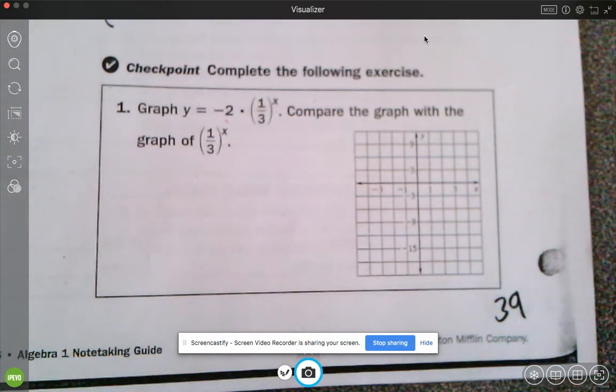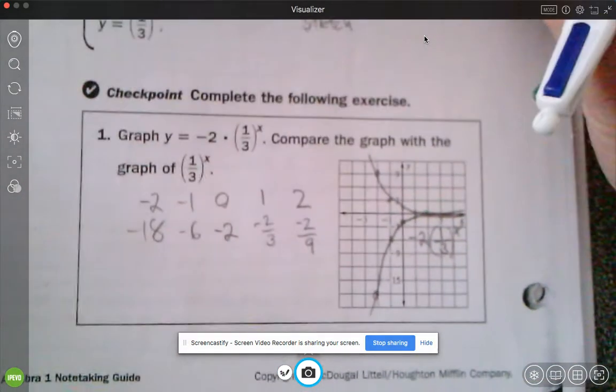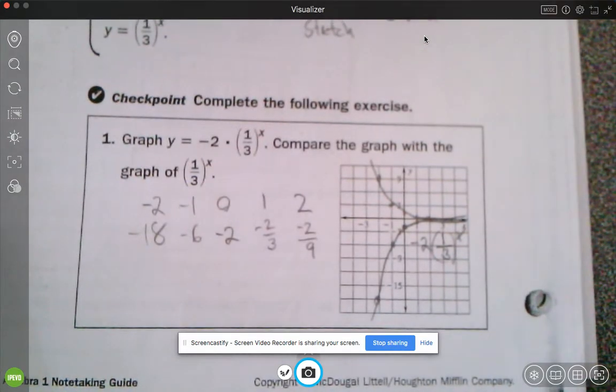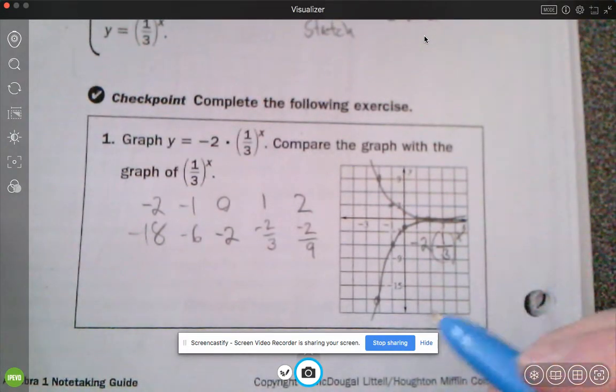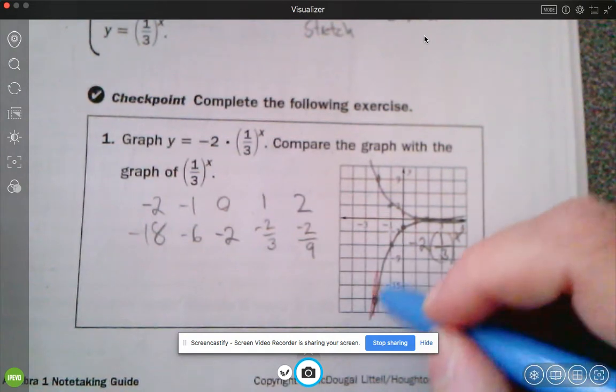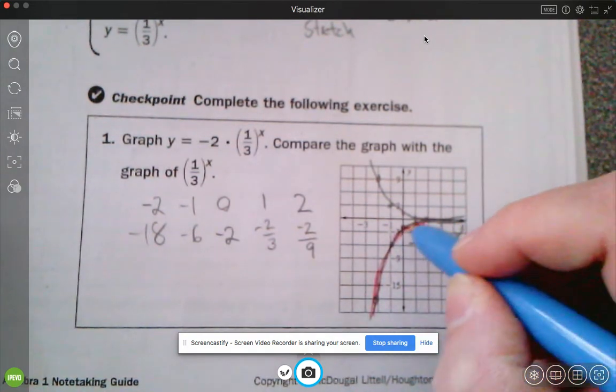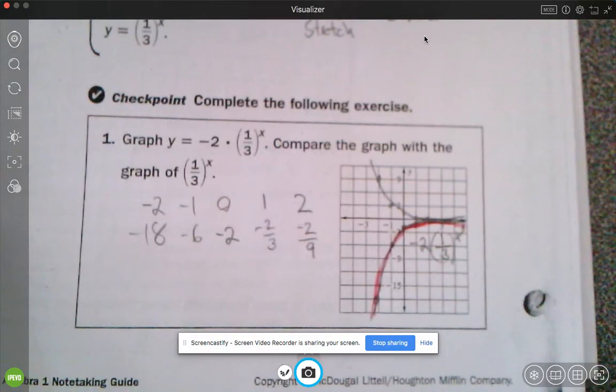So yeah, if you compare the two, hopefully you got something like this, right? So the -2 one had kind of inversed it or reflected over the x-axis like that.